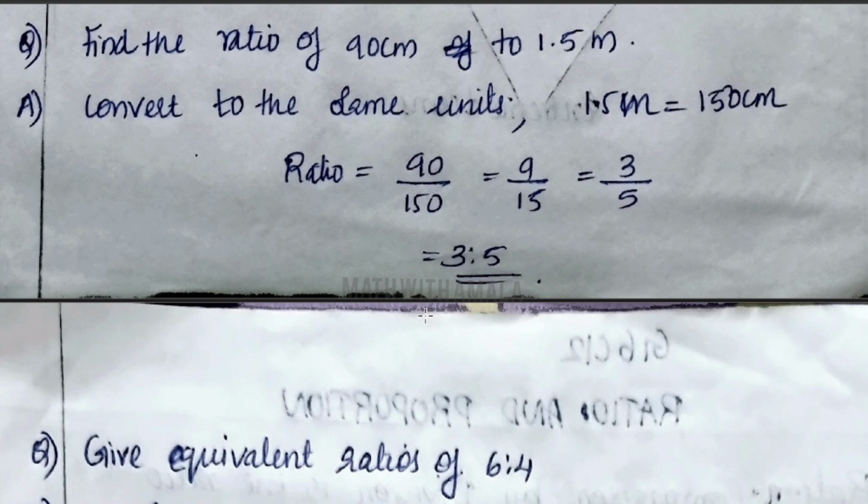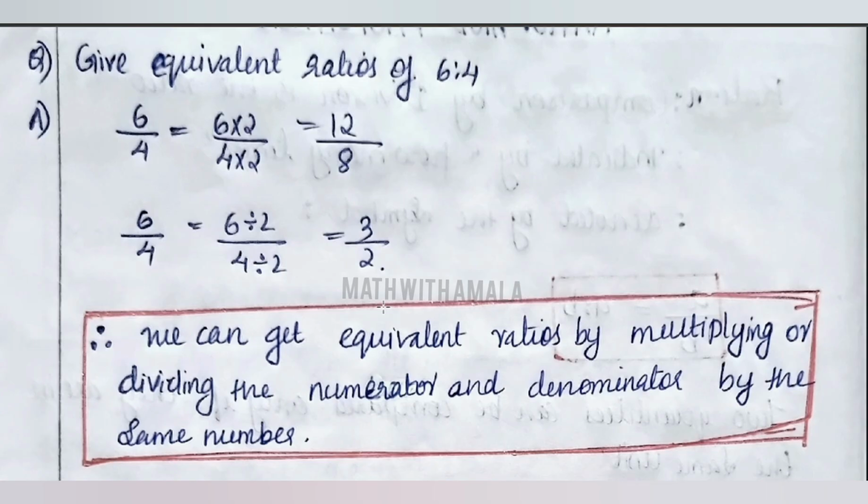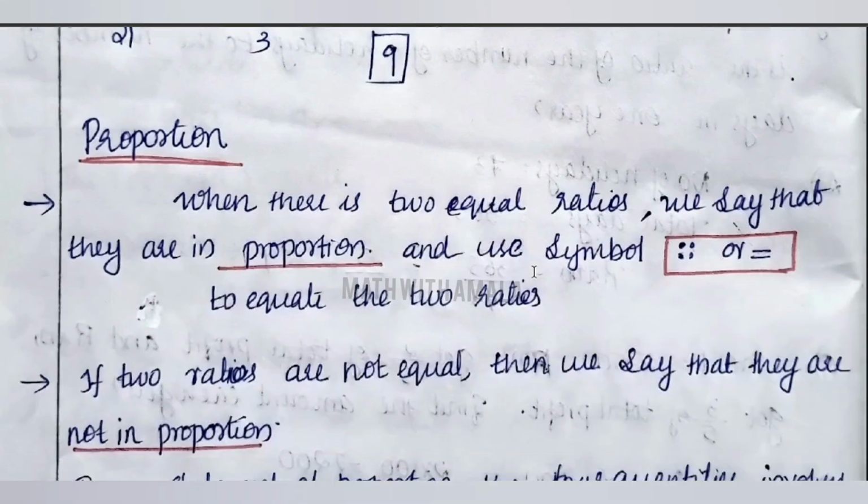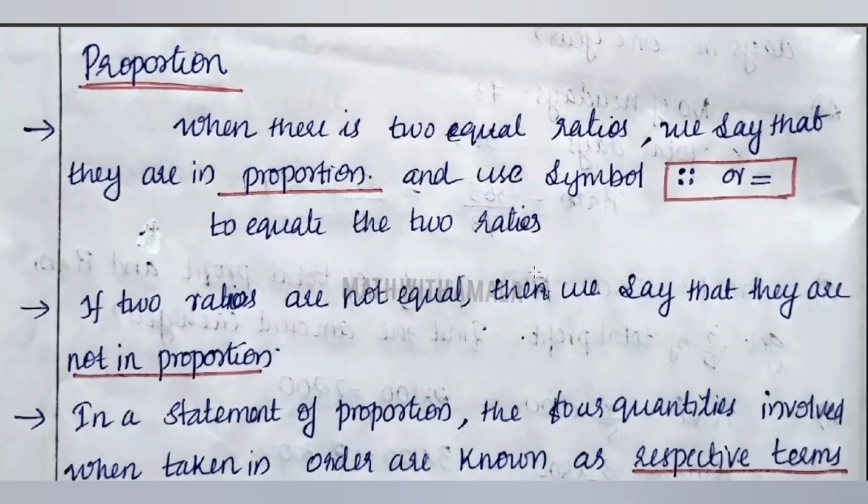Give equivalent ratios of 6 is to 4. You can write the ratio as 6 by 4 and multiply or divide both numerator and denominator by 2. Then you will get 12 by 8 as one equivalent fraction and 3 by 2 as the second equivalent fraction. Therefore, we can get equivalent fractions or equivalent ratios by multiplying or dividing the numerator and denominator by the same number. Our next concept is proportion.